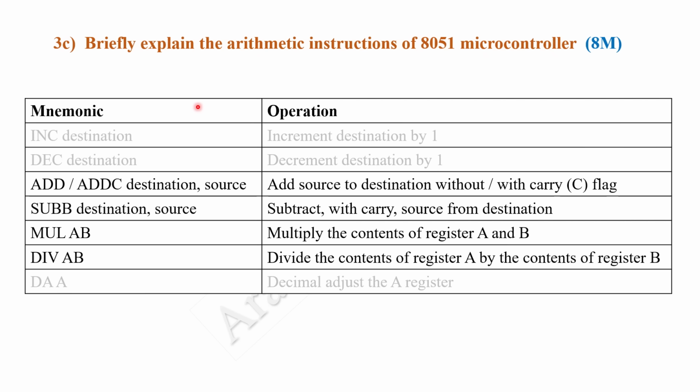Now question 3C. Briefly explain the arithmetic instructions of the 8051 microcontroller. This is for 8 marks. All these come under the arithmetic instructions, but basically we are going to have a detailed study of only these 4 instructions: add with carry, then the subtract operation, multiplication, as well as division. So it is for 8 marks. You have to take each of these 4 instructions individually and provide sufficient explanation, if possible a small example program.